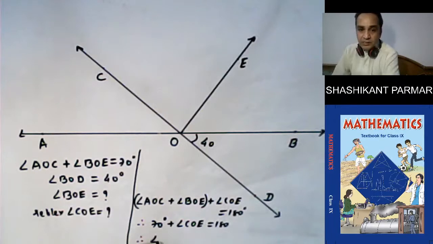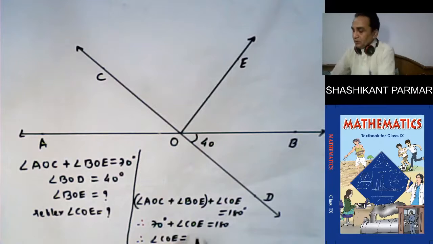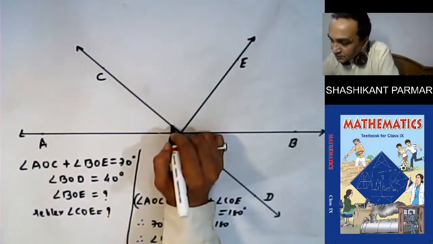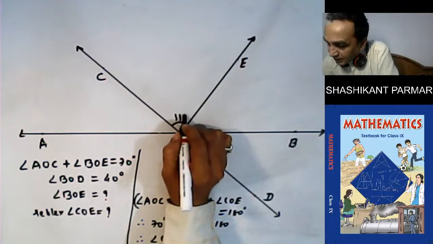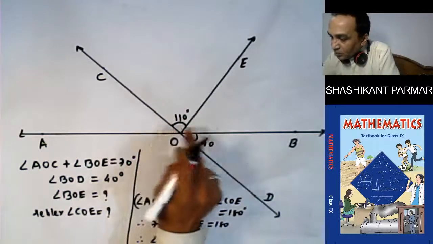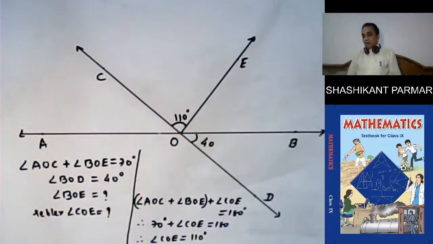Therefore, angle COE is equal to 180 minus 70, which is 110. So this is 110, and the sum of these two is 70. So the total will be 180. Now the second one. What about BOE?